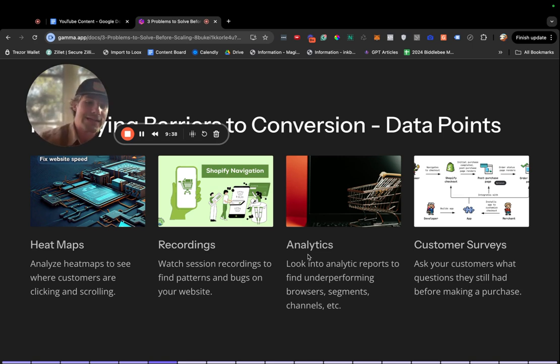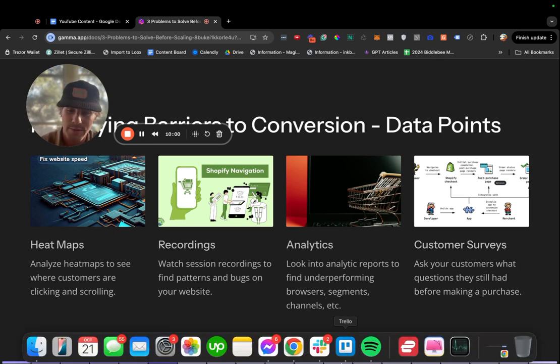And then obviously analytics is key, right? What I typically like to do is find your anomaly points in analytics. Look at your underperforming segments and your overperforming segments and use that data to implement it, right? So look at your underperforming browsers, segments, channels, and then look at your overperforming browser segments and channels and find the differences between the two so you can apply what's working to the underperforming stuff.